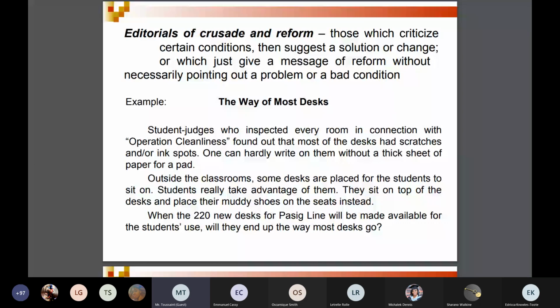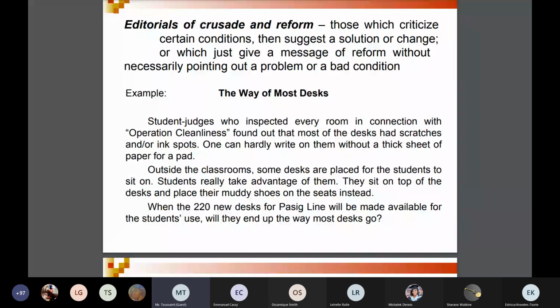So, example: The Way of Most Desks. This is interesting. Student judges who inspected every room in connection with Operation Cleanliness found out that most of the desks had scratches and or ink spots. One can hardly write on them without a thick sheet of paper for a pad. Outside the classrooms, some desks are a place for the students to sit on. Students really take advantage of them. They sit on top of the desk and place their muddy shoes on the seats instead. When the 220 new desks for passage line will be made available for the students' use, will they end up the way most desks go? So you can see it's criticizing.